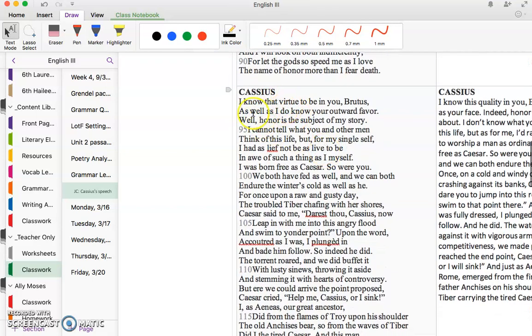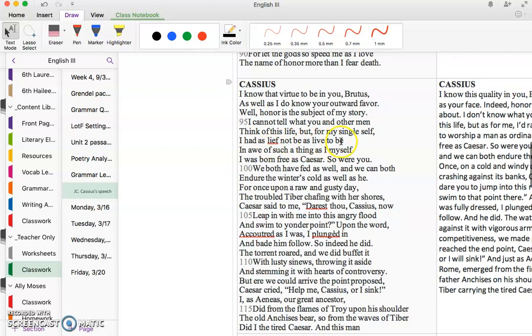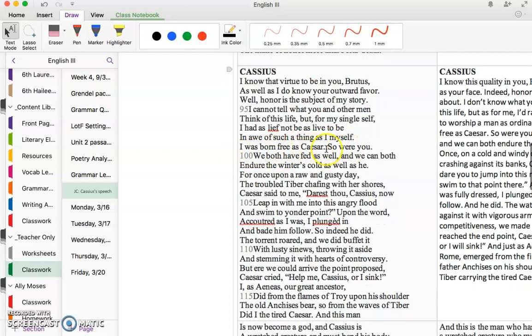And so Cassius then goes on, I know that virtue to be well in you, Brutus, as well as I do know your outward favor. Well, honor is the subject of my story. I cannot tell what you and other men think of this life, but for my single self, I had as lief not be as live to be in awe of such a thing as I myself. I was born free as Caesar, so were you. We've both fed as well, we both endure the winter cold as well as he, but once upon a raw and gusty day, etc., etc.